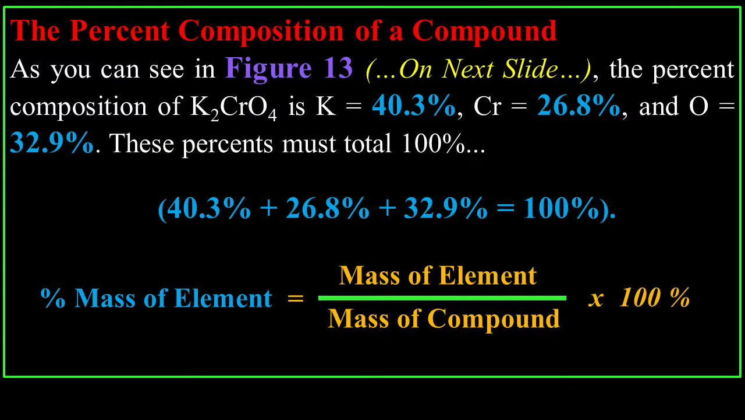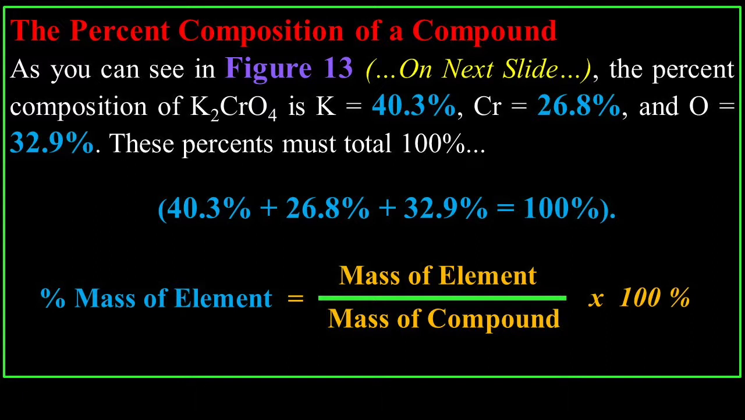As you can see in figure 13 on the next slide, the percent composition of potassium chromate is potassium 40.3, chromium 26.8, and oxygen 32.9. These percents must total 100%, and they do. The percent mass of an element is the mass of the element divided by the mass of the compound times 100%.